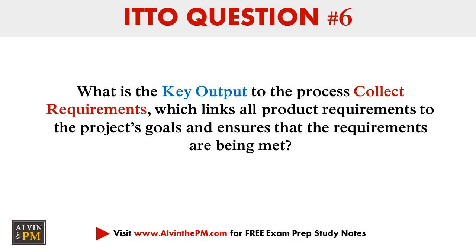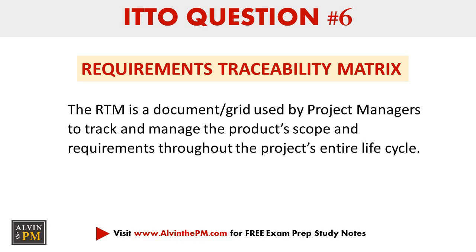Now for question 6. What is the key output to the process collect requirements, which links all product requirements to the project's goals and ensures that the requirements are being met? The correct answer is the Requirements Traceability Matrix. The RTM is a document or a grid used by project managers to track and manage the product scope and requirements throughout the project's entire lifecycle.